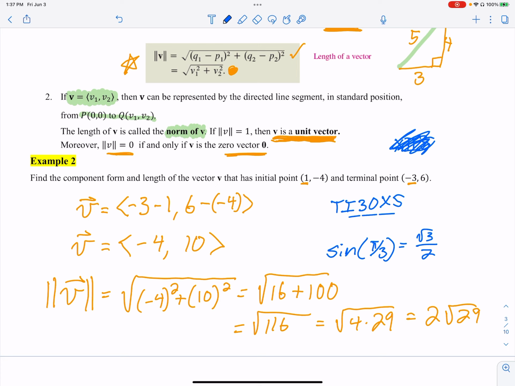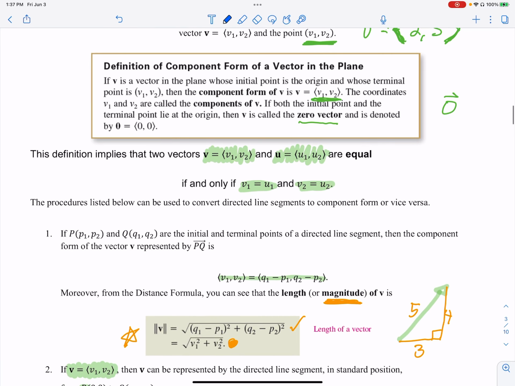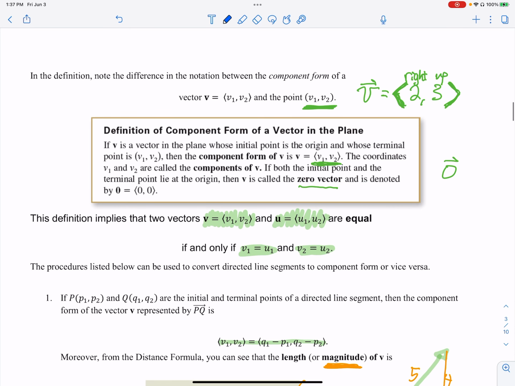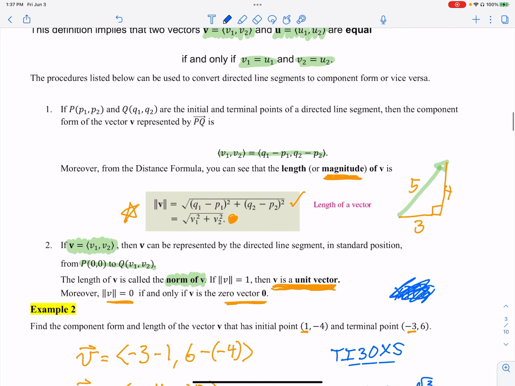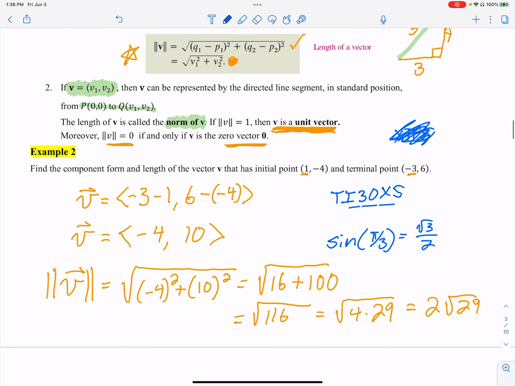So, okay, we covered that standard position of a vector is just at the origin. We also covered that the component form of a vector is just the directions. We also looked at how to find the magnitude, which is in that tan box in the middle. And then we also did an example.